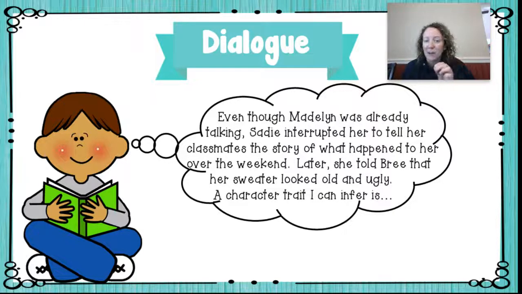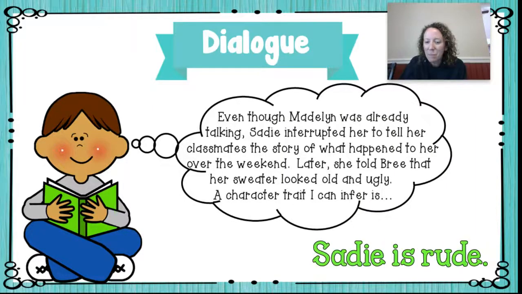So we're looking at the character trait of Sadie. So here we have Sadie. She interrupts others and she tells others that their clothes look terrible or old and ugly. So I want you to think for a moment, based on the dialogue, the things that she's saying, what would you use to describe Sadie? So go ahead and pause and unpause when you have an answer. A character trait that would describe Sadie is that she is rude, right? People that interrupt others while they're speaking and that are putting other people down, you would consider them to be rude.